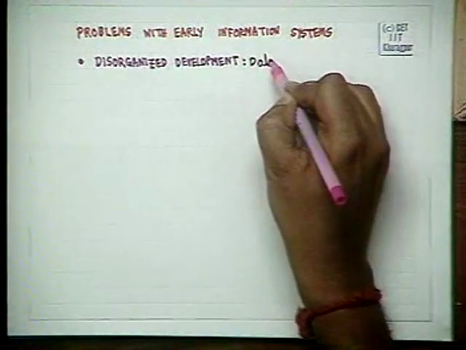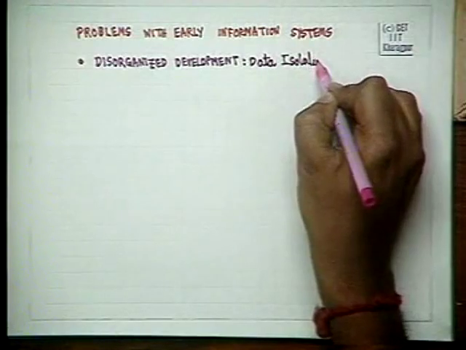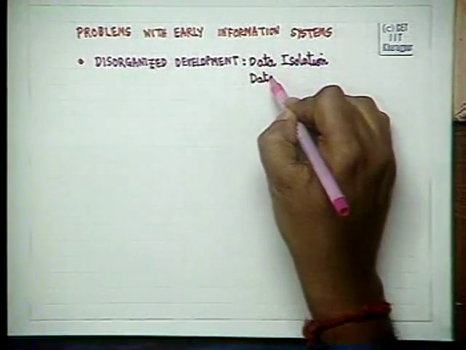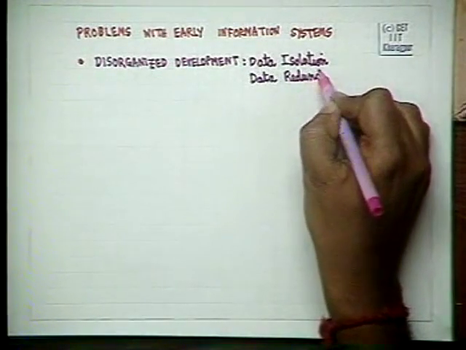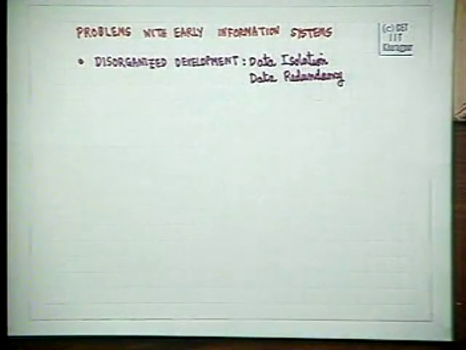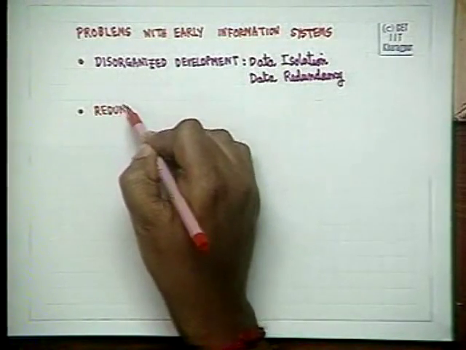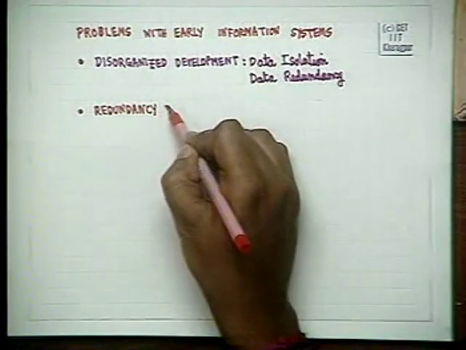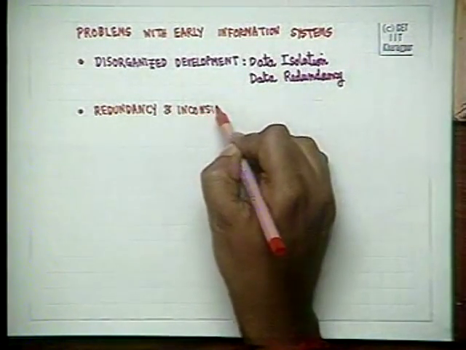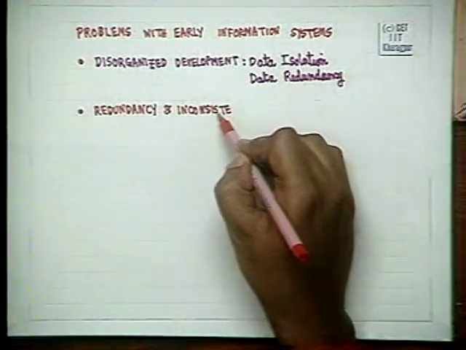And this data isolation and data redundancy were two major problems which cropped up here. Now these two led to several subsidiary problems, one after another. I'll give you the next problem which cropped up due to data redundancy: inconsistency.